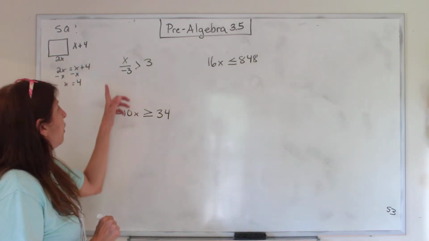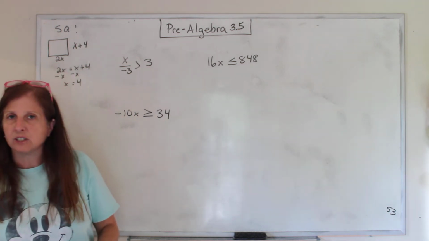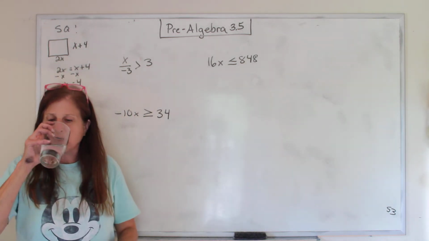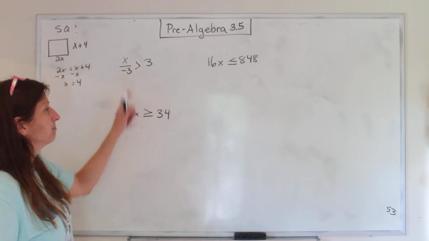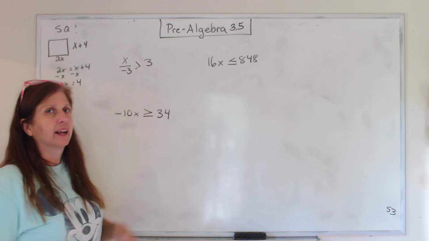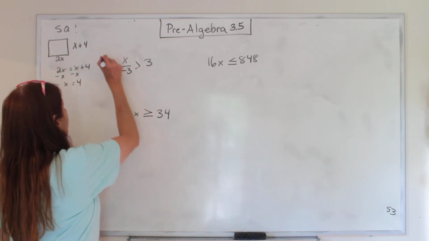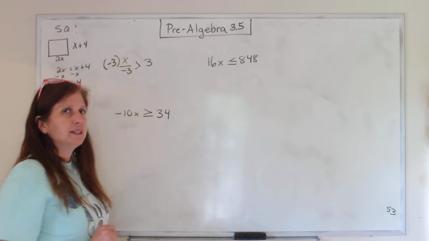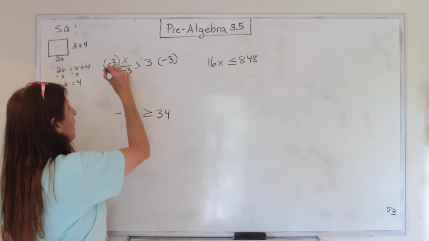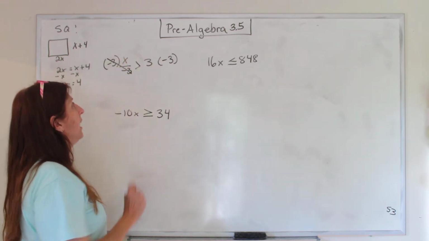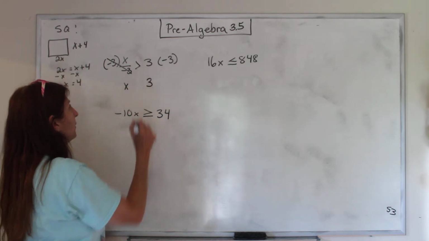Alright, so we have X on that side, and we ask ourselves the usual question. You think of it while I drink some water. Why is X not alone? Well, it's being divided by a negative 3. What's the opposite? Multiply by a negative 3. What I do to one side, I do to the other. Okay, so those cancel out, and I bring down what I didn't mess with, the X and the 3.